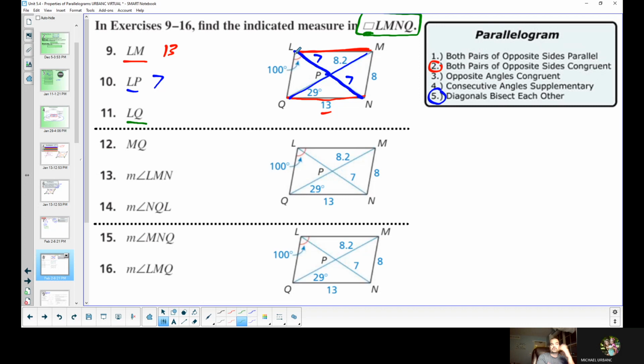Segment LQ. LQ is exactly like we did on number 9. LQ is one of the sides. And so since opposite sides are congruent to each other, I know that is equal to 8.